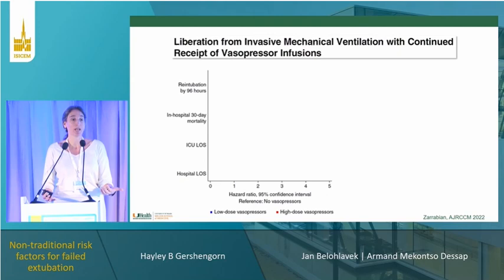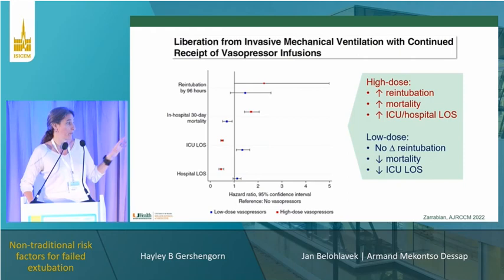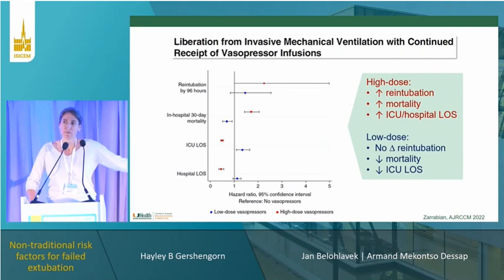So as you can see here, and this was the figure that was displayed before, we saw really that for high, the difference seemed to be, and high and low dose we defined as greater than 0.1 mics per kilo per minute of norepinephrine. That was a fairly arbitrary decision, but is what is used in SOFA, so seemed appropriate. And as you can see, it really is the high dose that seemed to have potential signal for harm. So we saw a greater risk of reintubation, greater risk of mortality, and longer lengths of stay.